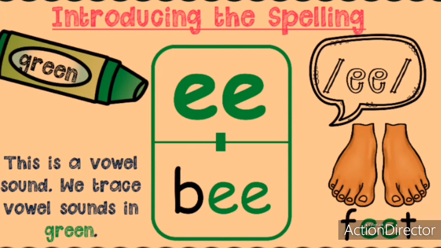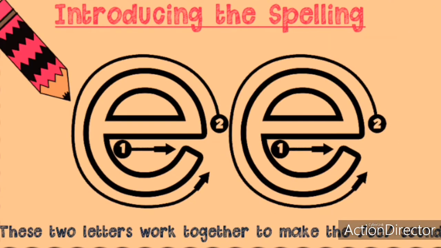Now the E sound can be spelled with double E. I mean vowel E written twice and standing together. I guess you can practice how to write the letter E perfectly.